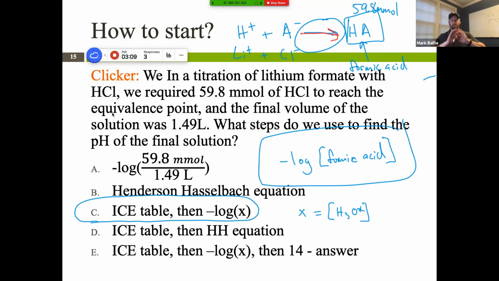So if I just said, in a completely different context earlier, we have a weak acid in water, how do you find the pH? We do an ice table and we take the negative log of the concentration of H3O plus. If I have a weak base in water, then we do answer E. If you have a buffer, then we do Henderson-Hasselbalch, right?